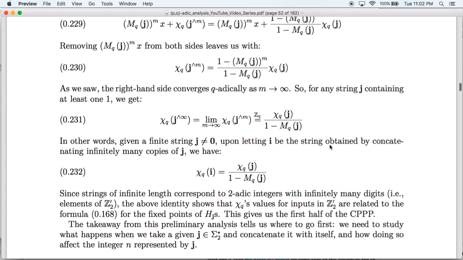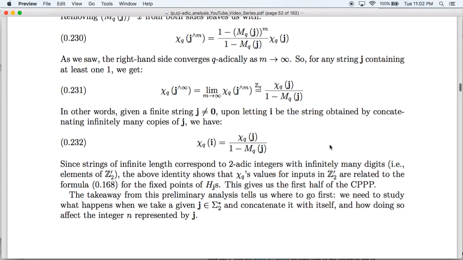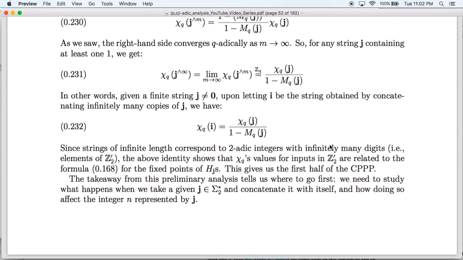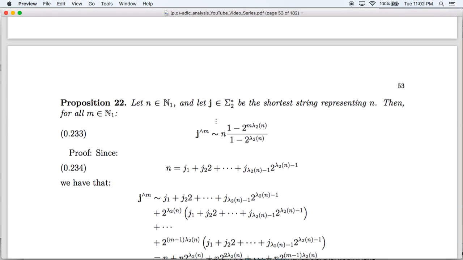The takeaway from this preliminary analysis tells us where we need to first look. We need to look at what happens to a given finite string, bold J, when we concatenate it with itself, and how doing so affects the integer represented by this string. And that's what this next proposition is. Let J be the shortest string representing a positive integer n. Then the integer represented by m concatenations of bold J is n times 1 minus 2 to the m lambda 2 of n over 1 minus 2 to the lambda 2 of n.